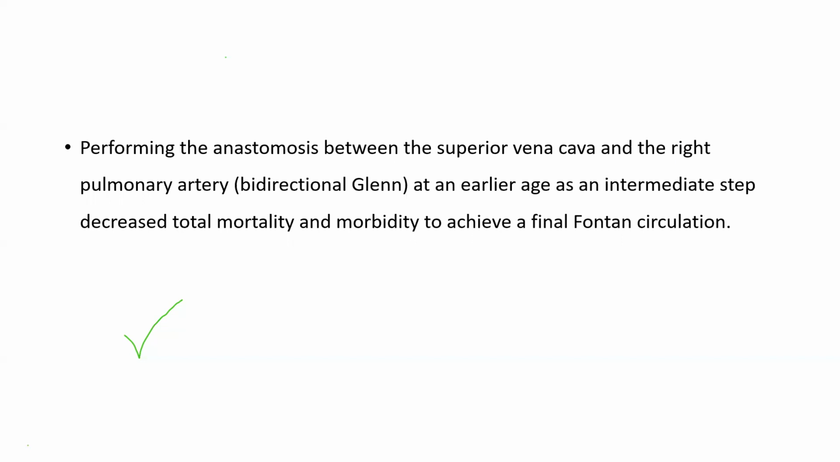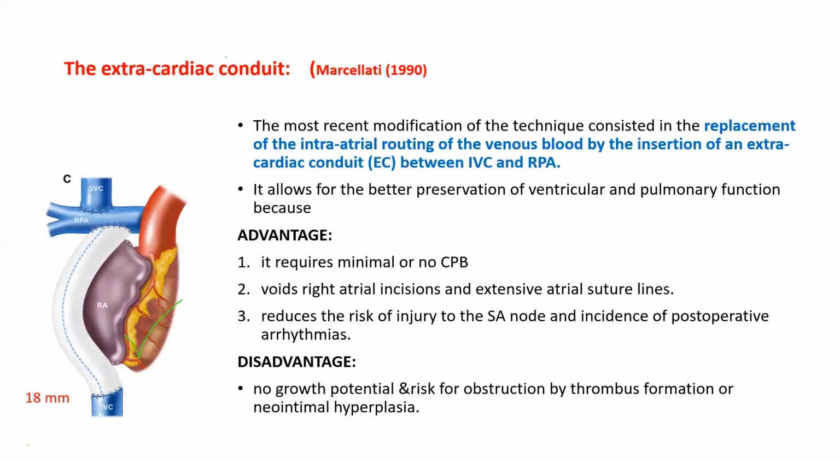Not LSVC, RSVC. Bidirectional is termed based on the end of the SVC to the side of the pulmonary artery, so that blood will go into both LPA and RPA. In the classical one, blood used to go from the SVC to the RPA. End to side anastomosis to the main pulmonary artery is bidirectional Glenn. That's what Sham showed in the image. It is going to both the lungs, that is bidirectional.